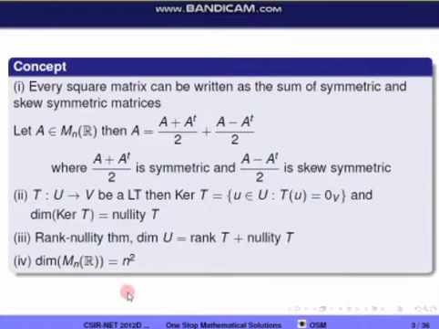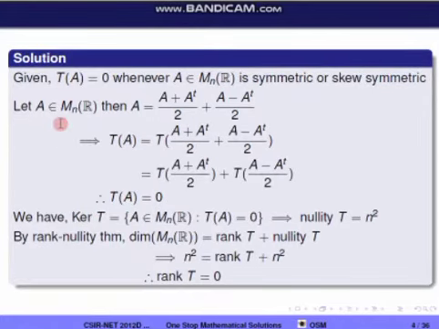So now we'll move on to the question. We are given that T of A is equal to 0 whenever A belongs to Mn of R is symmetric or skew symmetric. We know that when A belongs to Mn of R, then A can be written as a sum of symmetric and skew symmetric matrix. That is, A is equal to A plus A transpose divided by 2 plus A minus A transpose divided by 2. So I am applying T on both sides.